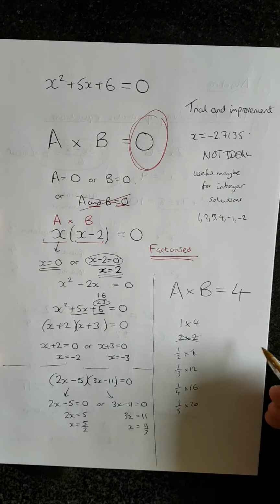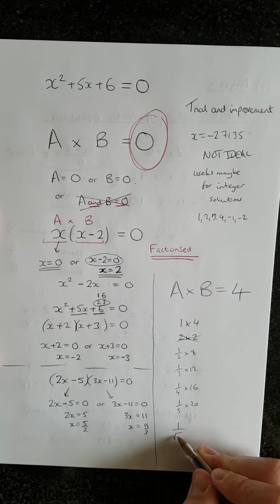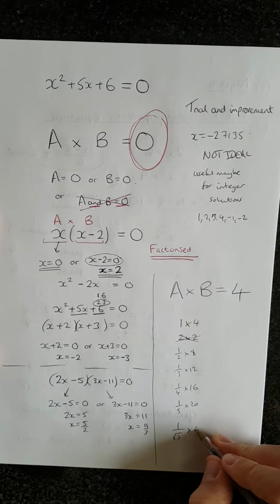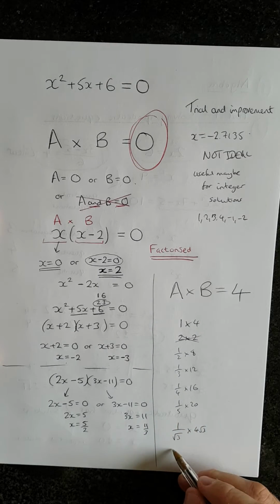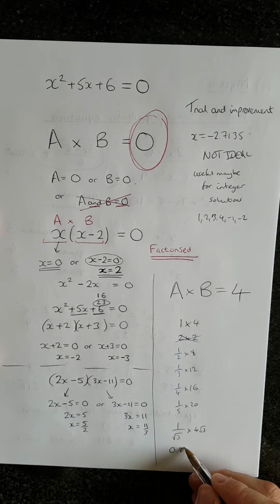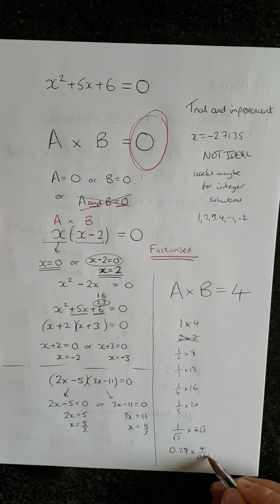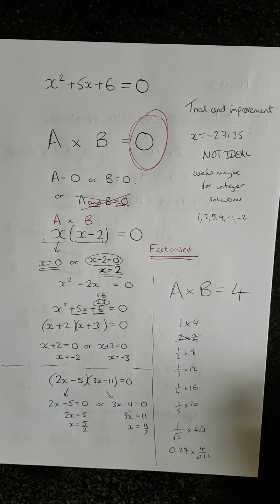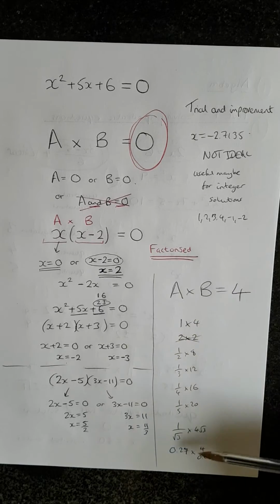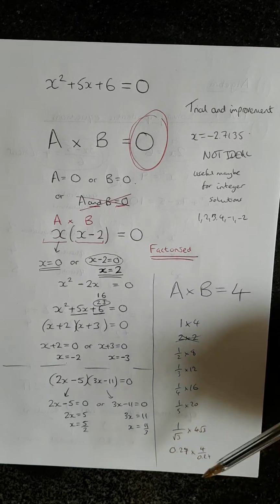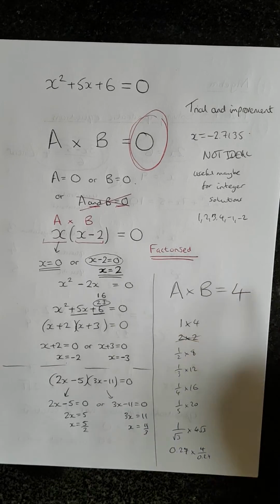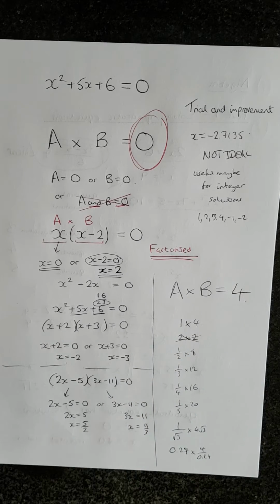a fifth times 20, 1 over root 3 times 4 lots of root 3, 0.27 times 4 over 0.27. I can write them all day. There isn't one pair of values. I could write infinitely many solutions. I only get one pair when it's equal to 0.